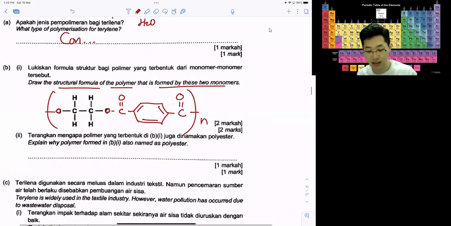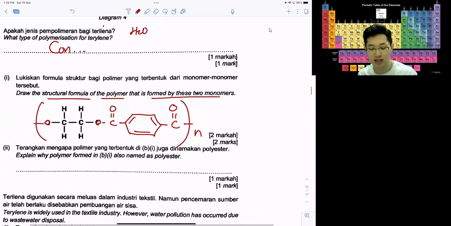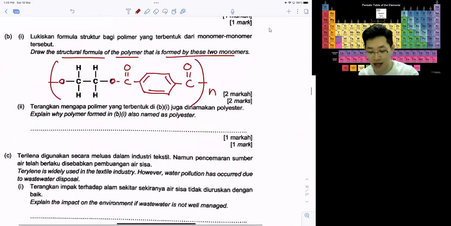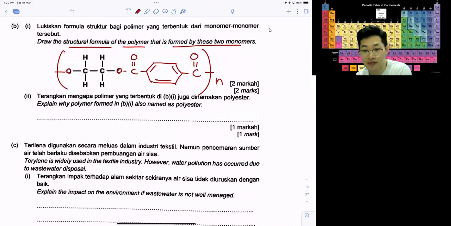Okay, just like that. You just follow everything only. And then, where n is a large integer, no need, just put n only. N means like an unknown number.